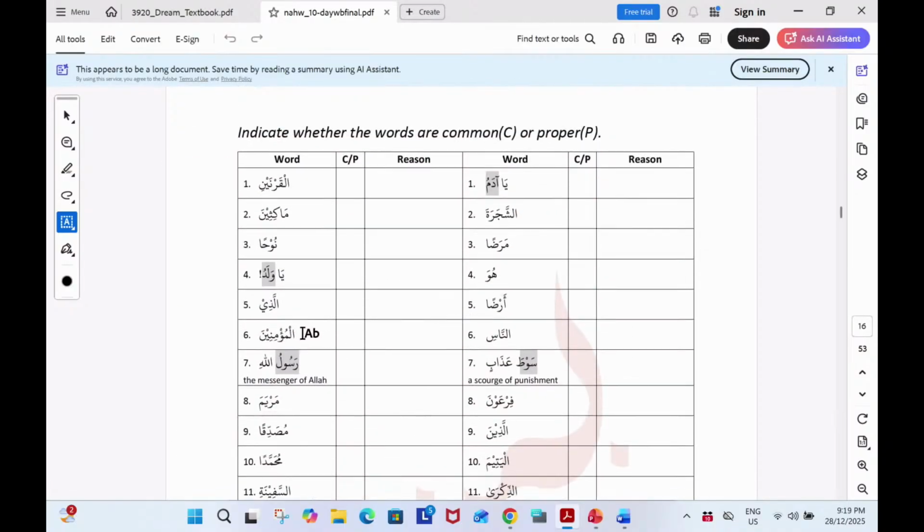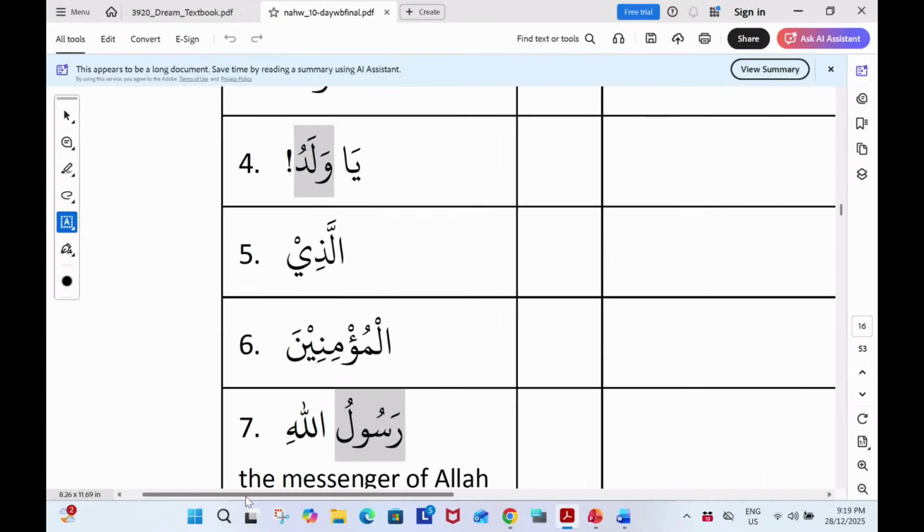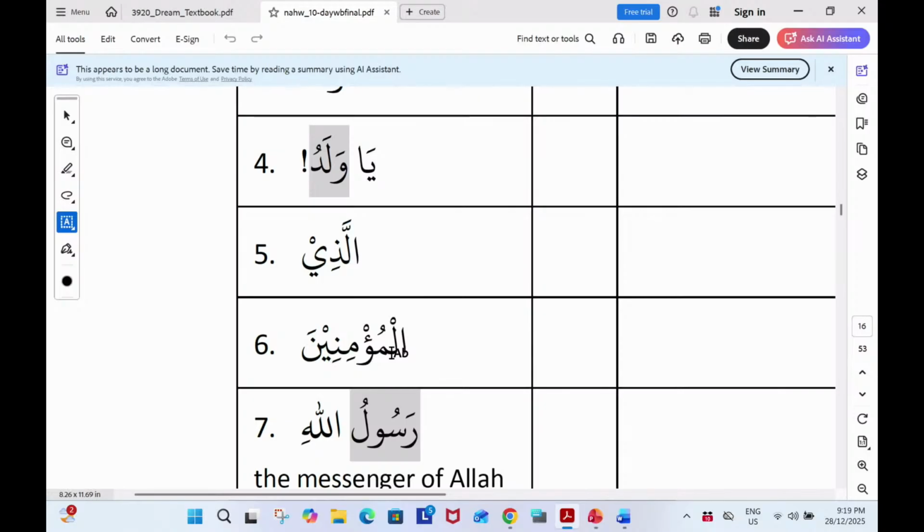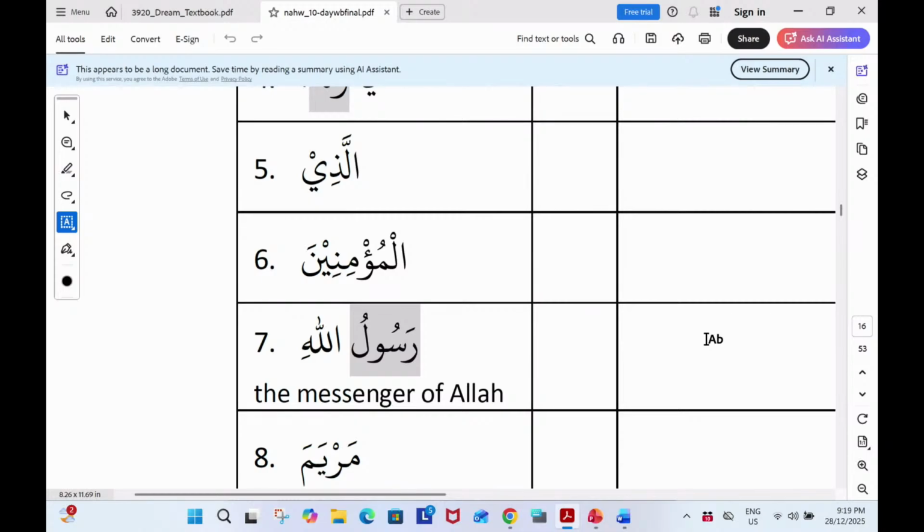Then al-mu'minina. So if you would see, this is starting with al. So we would consider this proper because it has the al beginning. Now, we also studied yesterday that any word, when the word after of is proper, would become proper as well. So if you would see here, Rasulullahi, the meaning says the messenger of Allah. So the word Allah is proper. So because of that, the word Rasulu also would be considered proper. So this word which is highlighted, Rasulu, would be considered proper because of the next word.